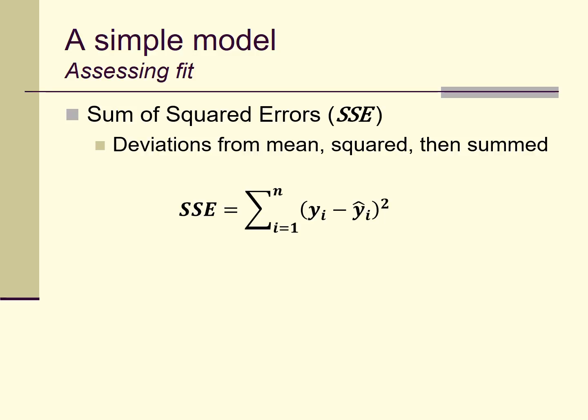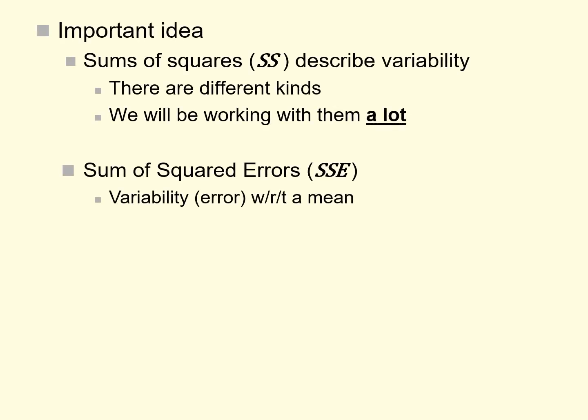So if we take for each individual case that case's observed value for our outcome variable, subtract from it the predicted value, which in this case is the overall mean, square that difference to get rid of negative values, then add that resultant product to the next case and the next case and the next case, sum those all up, we've got the sum of squared errors. The important idea here is that sums of squares describe variability, and there are different kinds of sums of squares, and we'll use them a lot throughout this semester. Right now we're talking about a sum of squared errors, which is describing variability or error with respect to a mean. In this case it's the overall mean.